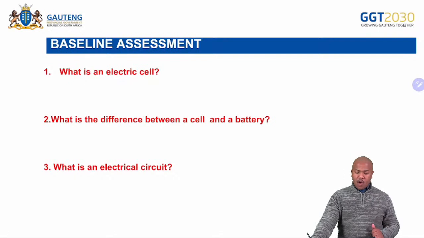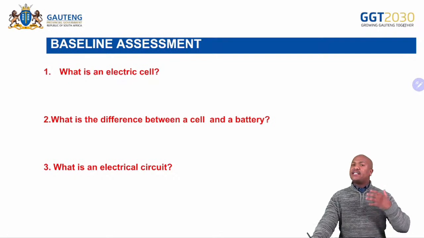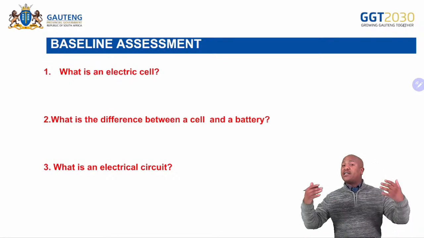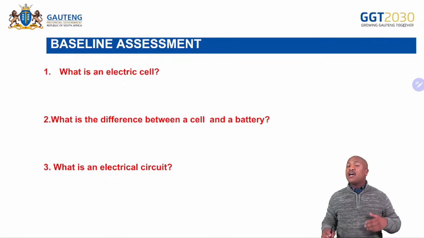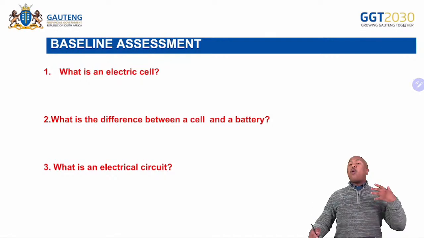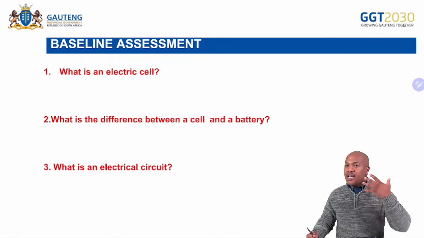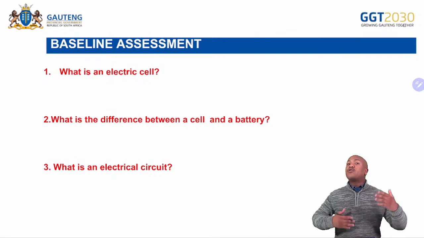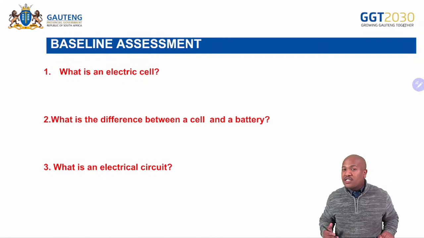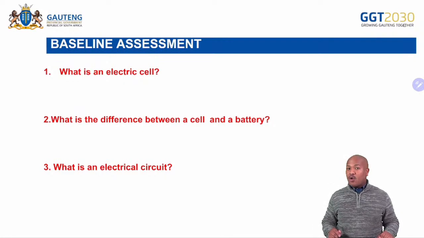Number 2, what is the difference between a cell and a battery? So you need to list down the differences between a cell and a battery. Then number 3, what is an electric circuit? So now take about 4 minutes of your time so that you're able to write down the questions and answer the questions. See you after 4 minutes.